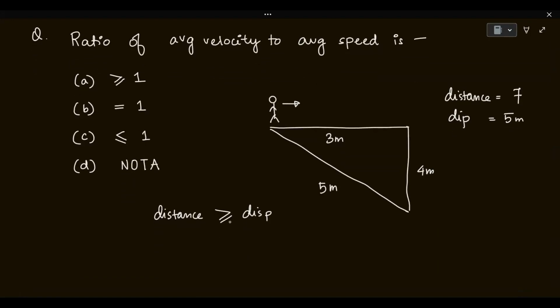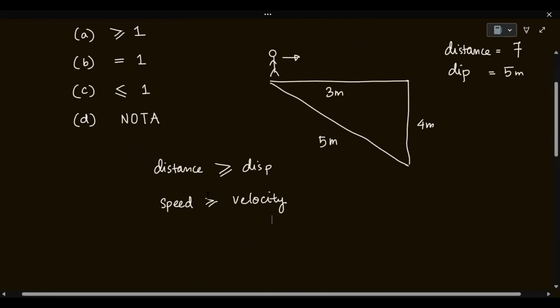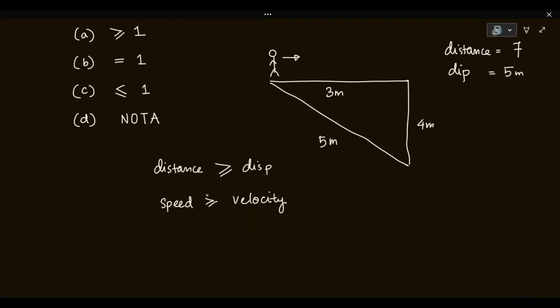If I divide on both sides by time, I'll get speed is greater than or equal to velocity. Now divide both sides by speed, because speed is a positive number. 1 is less than or equal to velocity by speed. And that is what the question was asking.